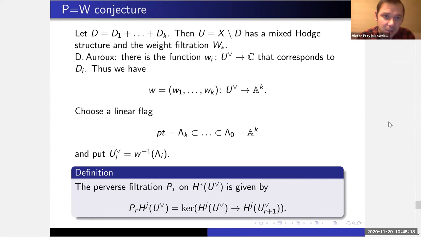So let us fix our anticanonical divisor. Let it have K components, so D is equal to D1 plus and so on, plus DK. You can consider the complement of this. There is a construction: for each component, we can construct a part of the superpotential, just a function corresponding to this part. So this is more or less like the nef partition construction of Givental and Hori-Vafa. I don't know who is better to attribute this to.